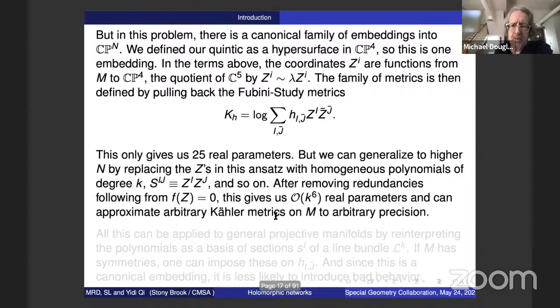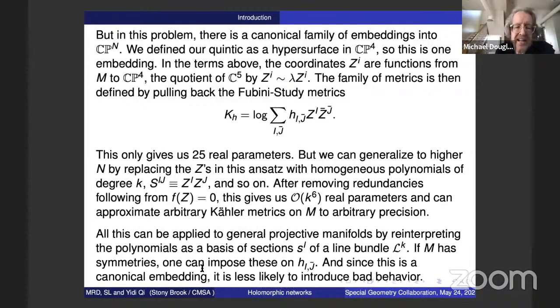Okay, so the naive approach to this would be to say, let's first take the original embedding. We defined the thing as a hypersurface in CP4, which embeds it into CP4, but that gives us a very low dimensional parameterized space of metrics. To do better and get larger dimensional parameter spaces, we can take higher degree bundles, and in a concrete case, just take homogeneous polynomials of some higher degree. That's a general and even canonical set of embeddings, which, for these Kähler-Einstein problems, are, I would say, less likely to introduce bad behavior. We'll still see potential bad behaviors, but at least we can understand it.